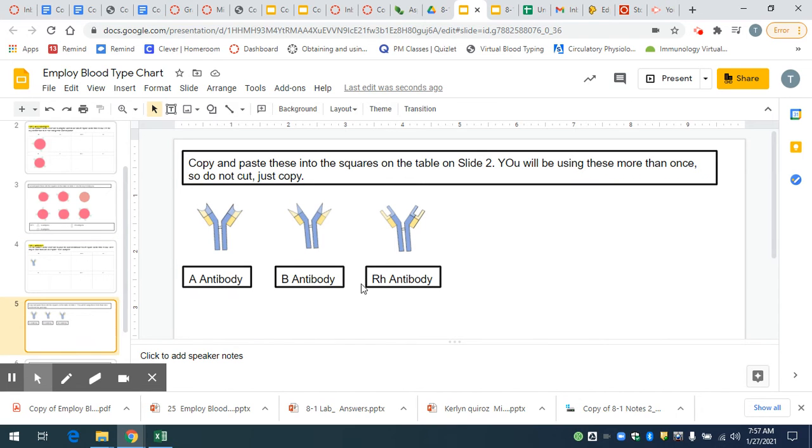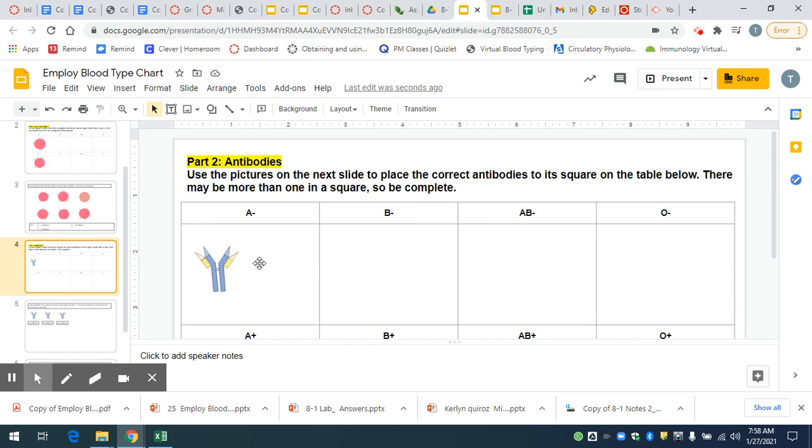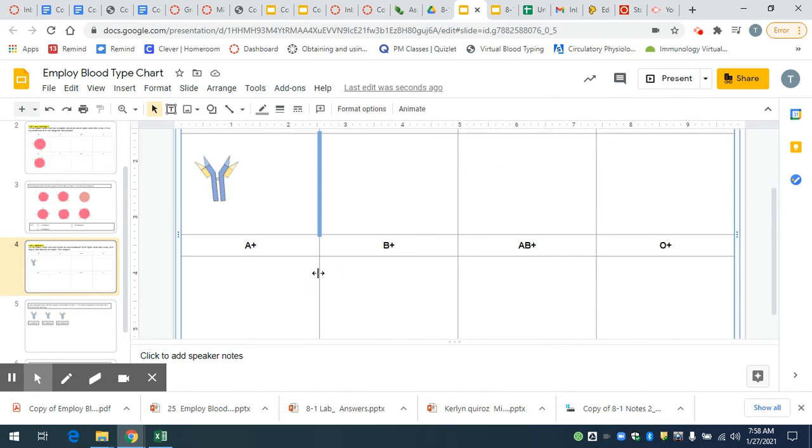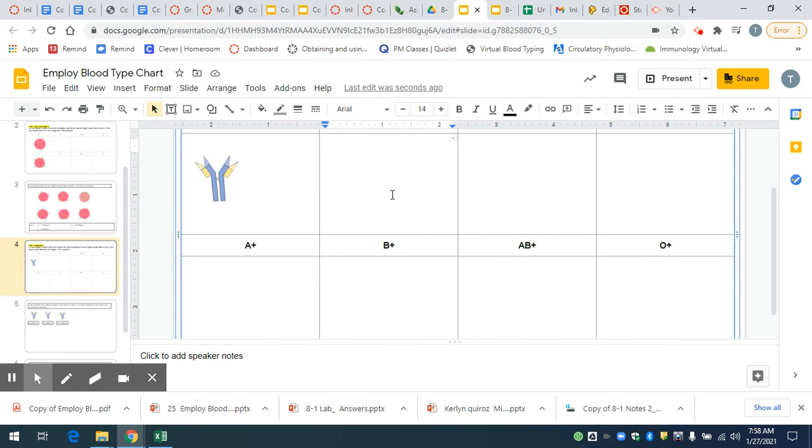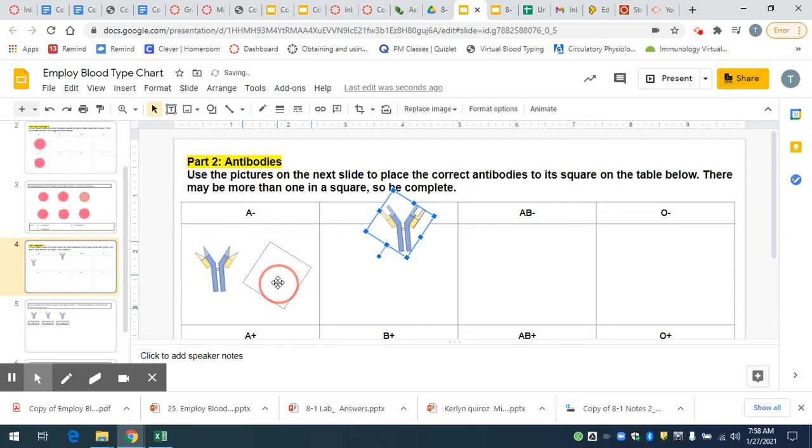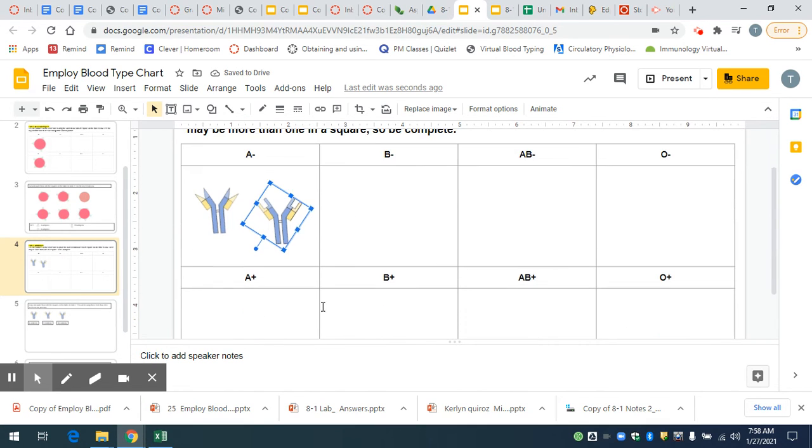So go back. Here's Rh. So Control C, Control V to paste, drag it over, and you are finished with type A negative. A positive would have the same B antibody because it hates B's, but it will not have the Rh antibody. Only negatives have the Rh antibody.